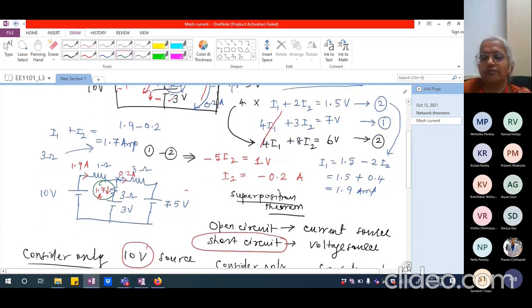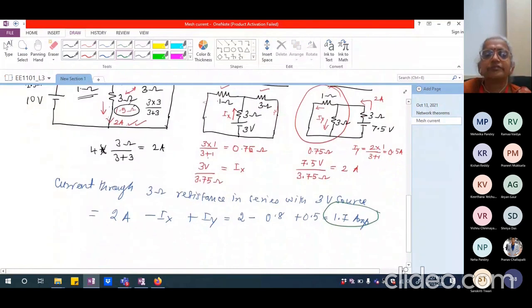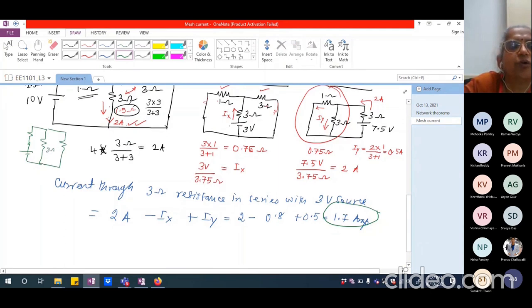Yes, one of you had a question. Yes, ma'am. How did you get the current in the second circuit, the 3 volt circuit? I didn't get it. See, if I just redraw this a little differently, this is the 3 volt source and this is the 3 ohm resistance. In parallel with that, I have 3 ohm and this is also 1 ohm. So this is 3 ohm and 1 ohm. These two are in parallel with each other, which is in series with this particular resistance, which is 3 ohm. So that's what we have done.